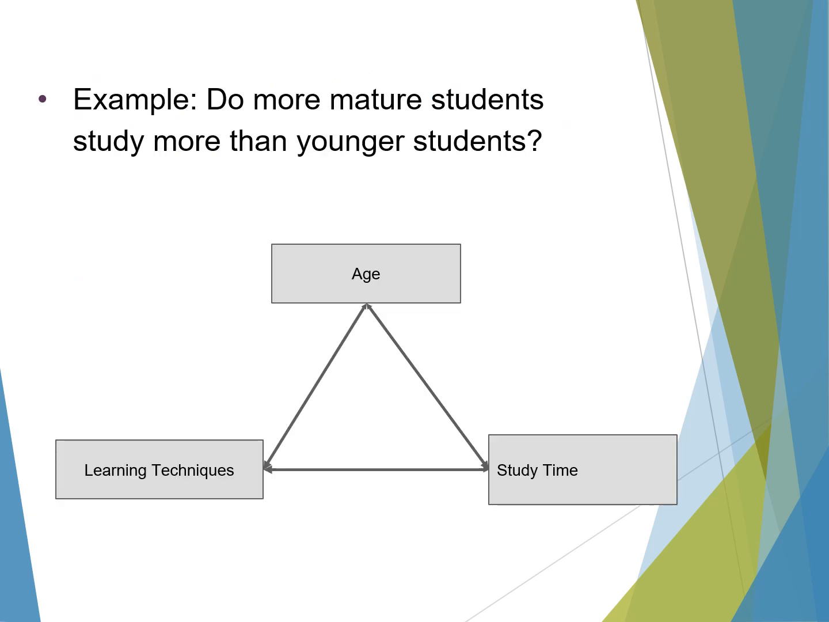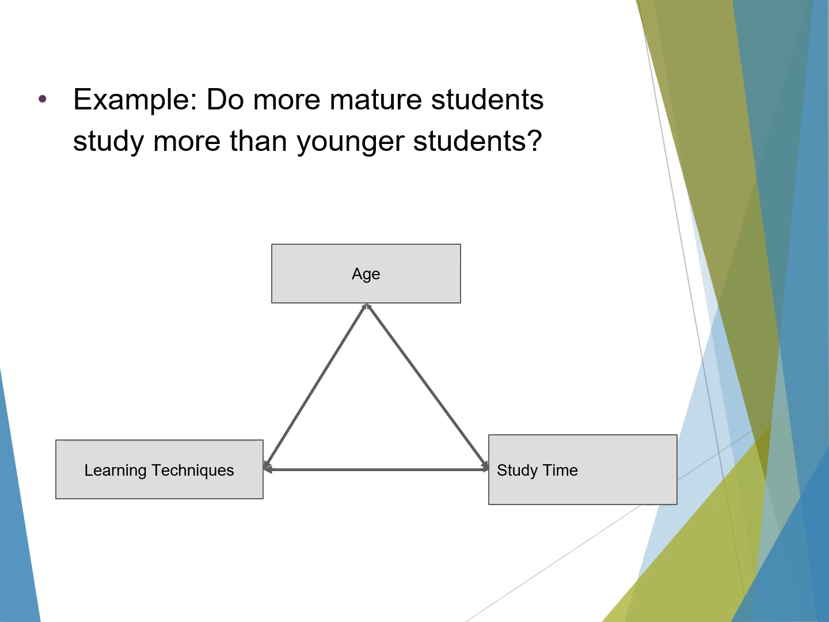Several of you have projects like this where you might be interested in correlations between multiple pairs of variables, so you're running more than one correlation. For example, maybe we're asking, do more mature students study more than younger students? And we're looking at the number of learning techniques they're using, the age, and the amount of study time.